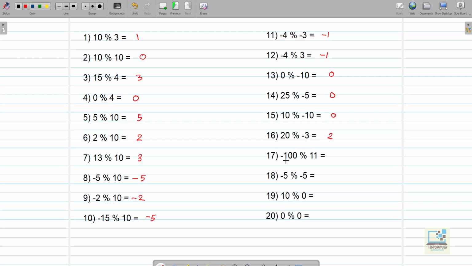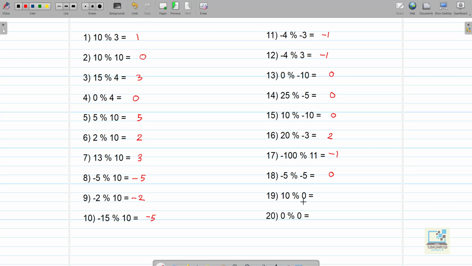Next, minus 100 mod 11. Same way, what is 100 mod 11? 11 9s are 99. What is the remainder? 1. And since the first number, the dividend, has a minus sign, put a minus sign. Then minus 5 mod minus 5. Just do 5 mod 5, 0. Now you will be thinking, sir, you told that if the first number has a minus sign, put a minus sign. Yeah, I know, but minus 0 is not there in the number line, right? So minus 0 will be written as 0 only.